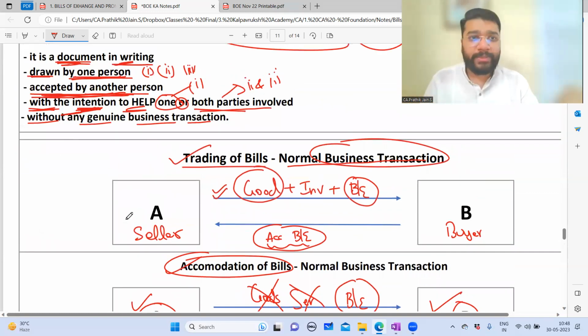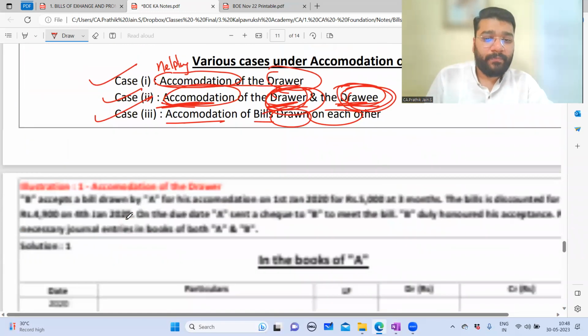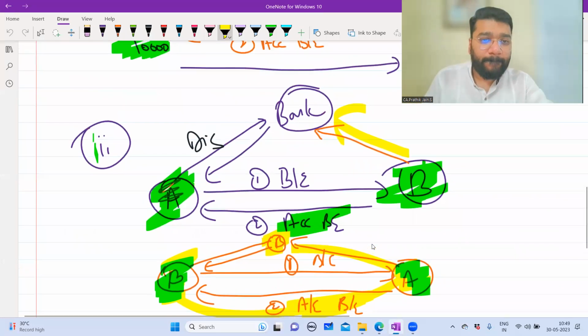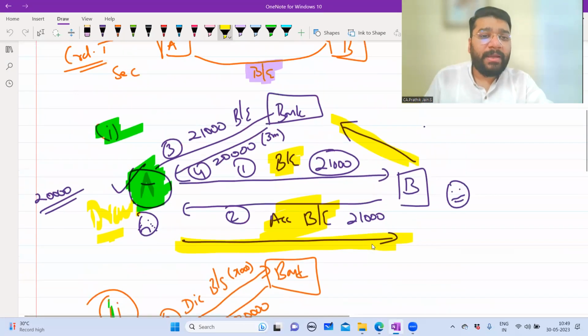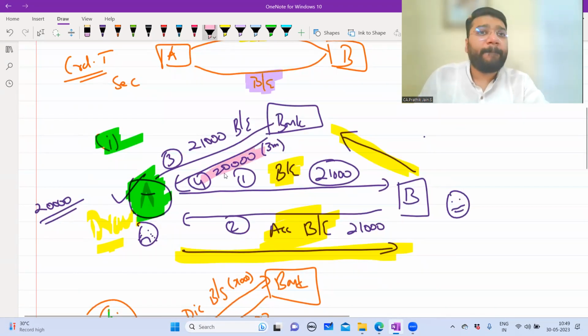Yes, Danesh. Now your doubt, please. Come again. A is discounting this 21,000 worth of bill, and A is getting 20,000 rupees money from the bank. But already B is having 20,000 rupees. Why is B having 20,000? He is only accepting the bill of 21,000. I'll pay in future.